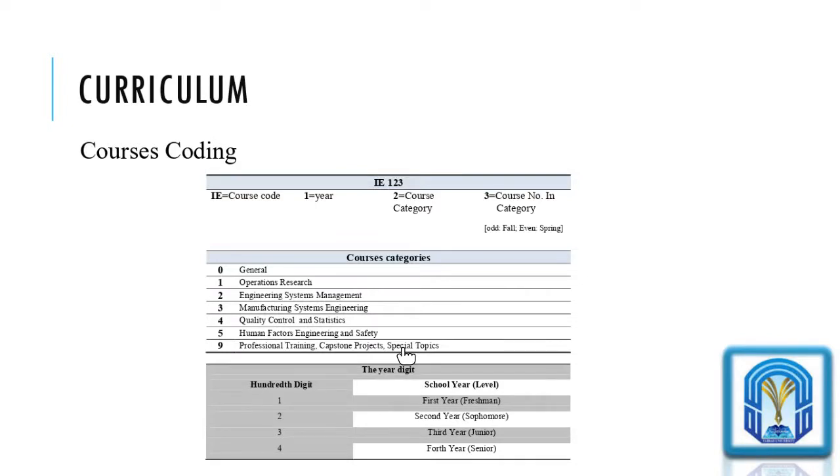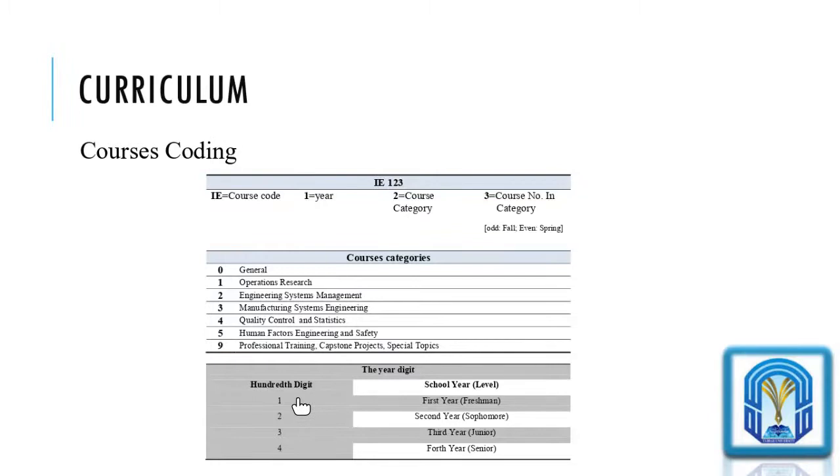This applies only to the IE courses, because if you have EE or ME or any math or CE courses, those are not applicable because those are helping courses. We don't consider them as specialized courses. But for the IE courses, this is how you know whether this course is applied in first semester or second semester, what discipline or area of study it is dealing with, and the level, which is the hundreds digit.